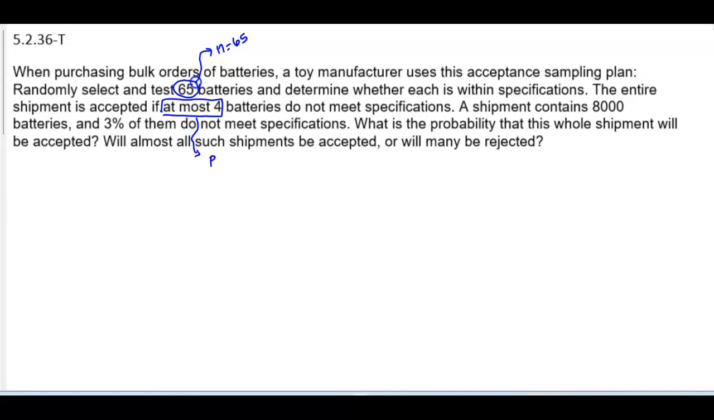Well, that means that the probability of at most 4 is the same thing as the probability of 4 or fewer, which is also the same thing as the probability of x being less than or equal to 4. And then we have the probability that does not meet specifications, which is equal to 3%. So p is going to equal 0.03.